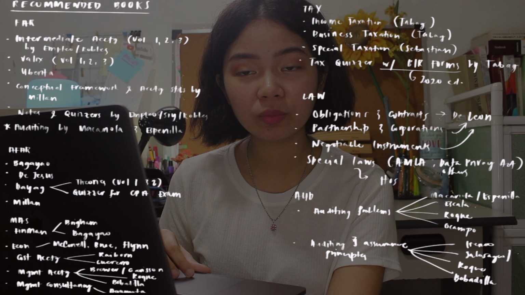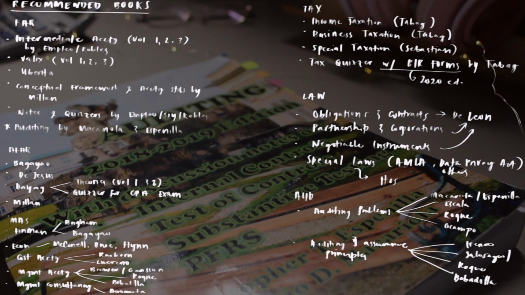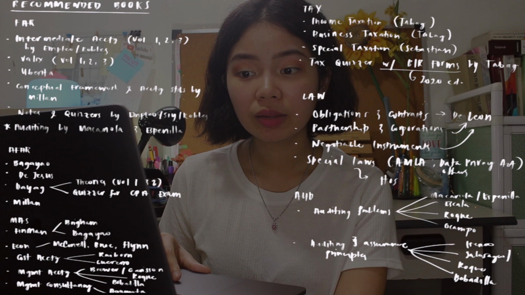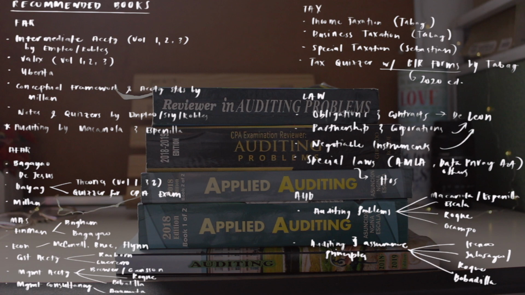For auditing, we have auditing problems and theories. For problems, you have Macariola, yung book ni Sir Macariola and Espinilla. Isang book lang yun. Sobrang maganda na tong book na to, guys. Kompleto na siya. Pag nag-aaral kami ng auditing problems, babalikan lang namin yung financial accounting and reporting na books namin by Ma'am Empleo. And then, diretso na kami kay Sir Macariola and Espinilla na books. And then, meron din mga other books or quizzers such as Roque, then Ocampo.